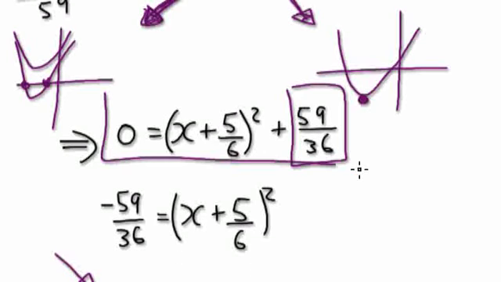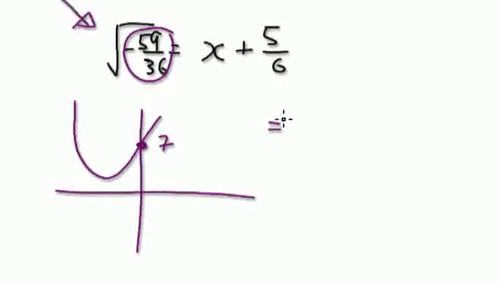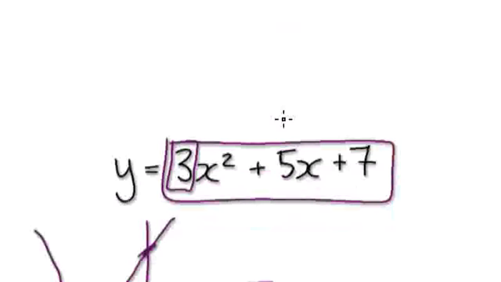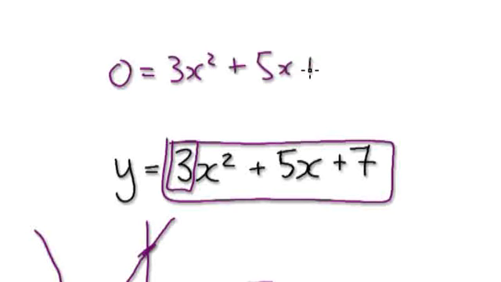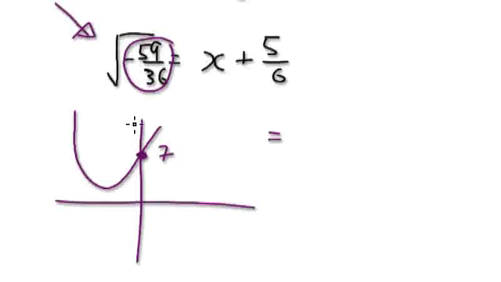So when someone asks you to solve this, 0 equals 3x squared plus 5x plus 7, when you're asked to solve this, there is no solution. But the other thing you can investigate is this thing here. What is the minimum value for y?